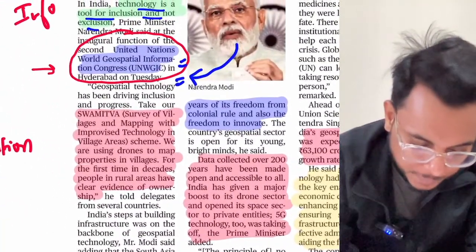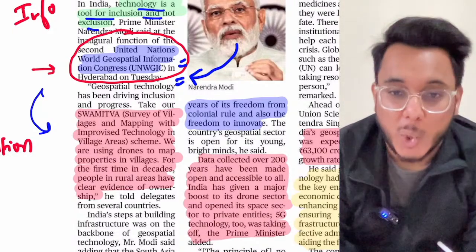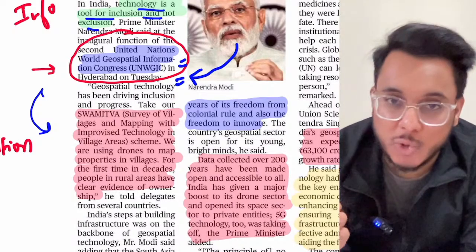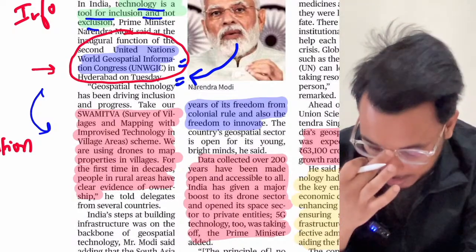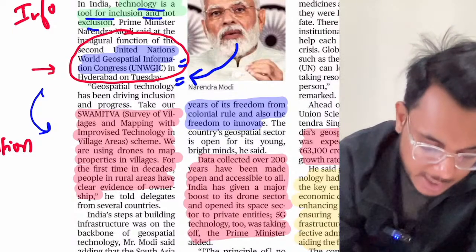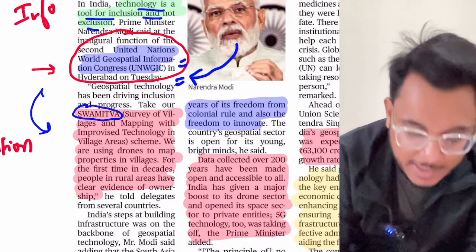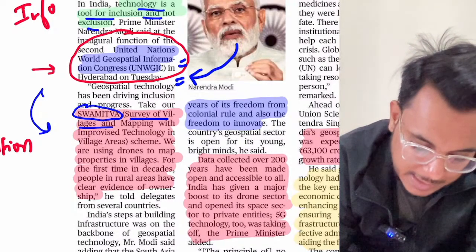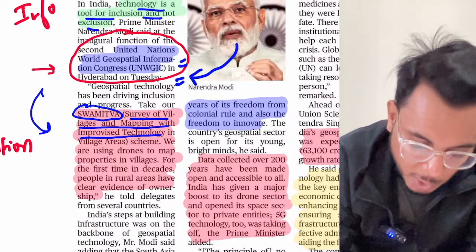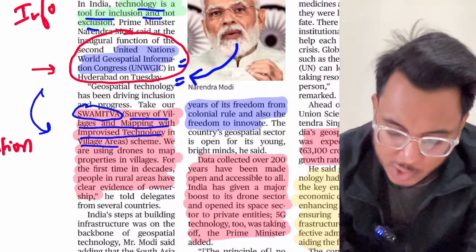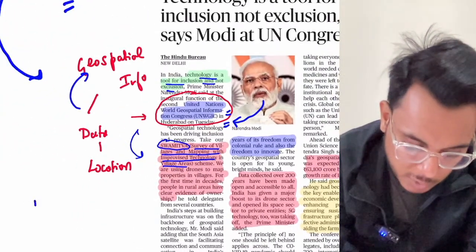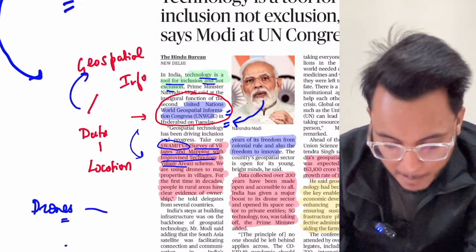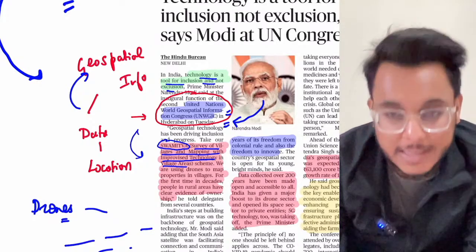Okay. Now when we talk about geospatial technologies, we have used geospatial technology in many of our initiatives and schemes. One example that has been given is Swamitva. Now what is Swamitva? Swamitva stands for Survey of Villages and Mapping with Improvised Technology in Village Areas. What is this Swamitva scheme? In the Swamitva scheme, drones will be used. These drones will map the lands in the villages, in the panchayats.